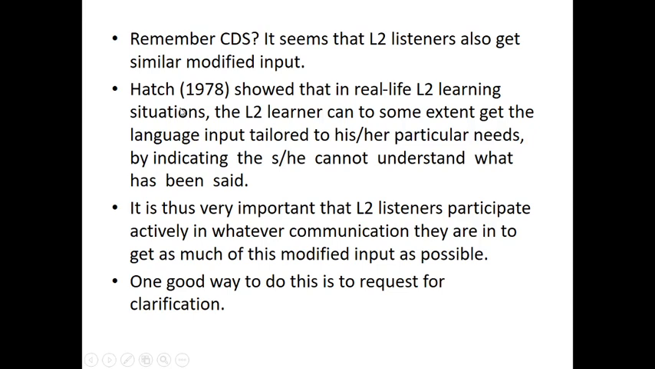So there is research from Hatch. In real life second language learning situations, the learner can, to some extent, get the language input tailored to his or her particular needs by indicating that she cannot understand what has been said. It is thus very important that L2 listeners participate actively in whatever communication they are in to get as much of this modified input as possible. One good way to do this is to request clarification.